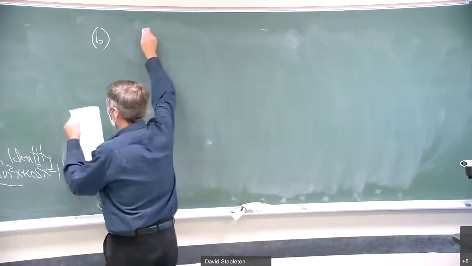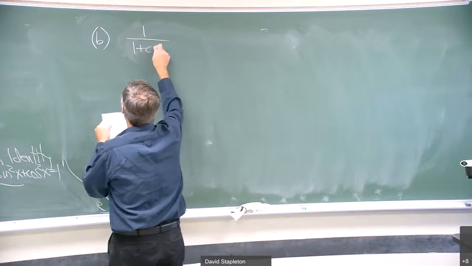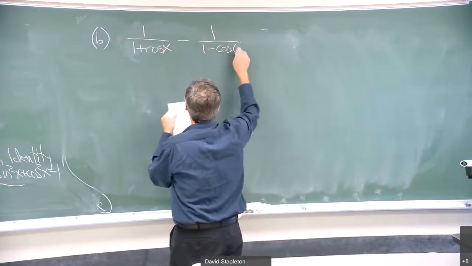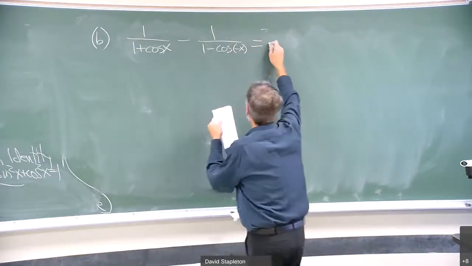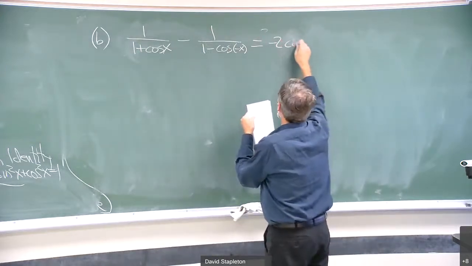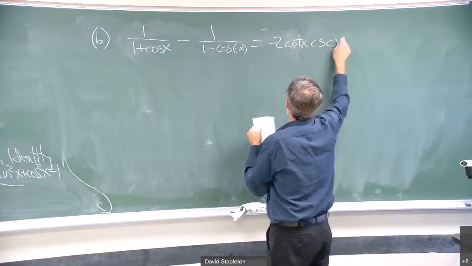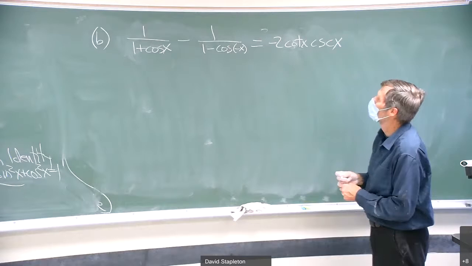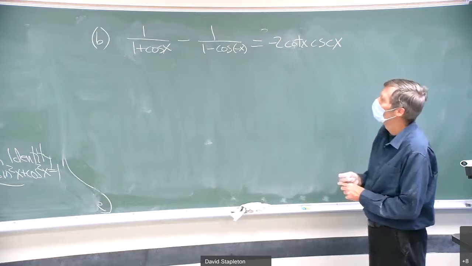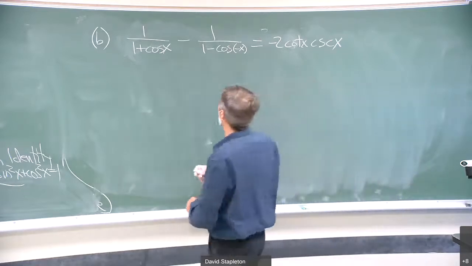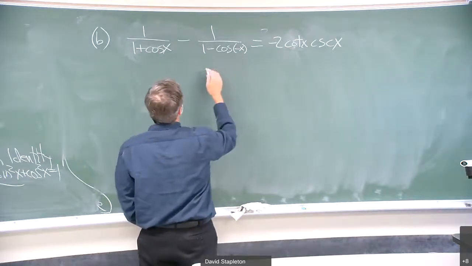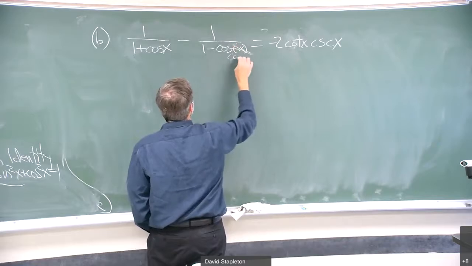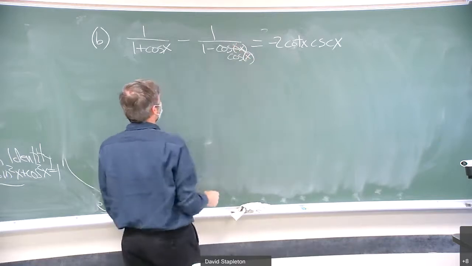This one. Suppose I want to show that 1 over 1 plus cosine x minus 1 over 1 minus cosine of minus x is equal to minus 2 cotangent x cosecant x. Let's try and verify this identity. Well, first thing to do is try and get one angle. So cosine of minus x, I can rewrite as cosine x, right? Cosine is even. Cosine of minus x is cosine x.